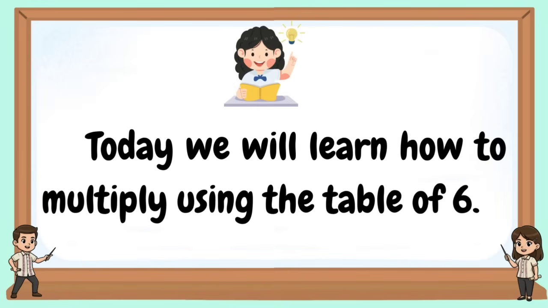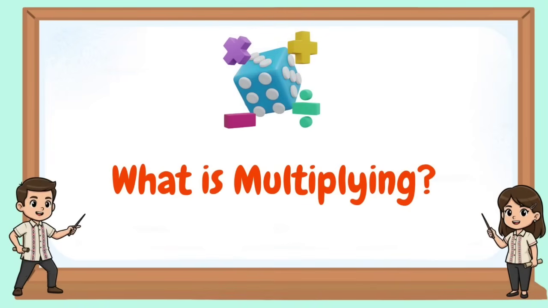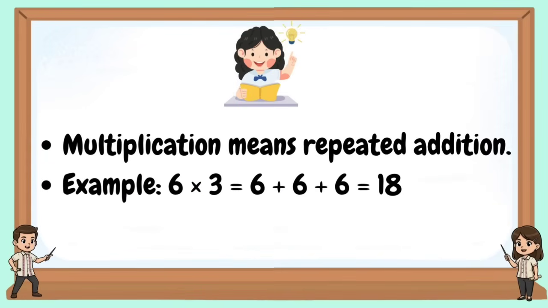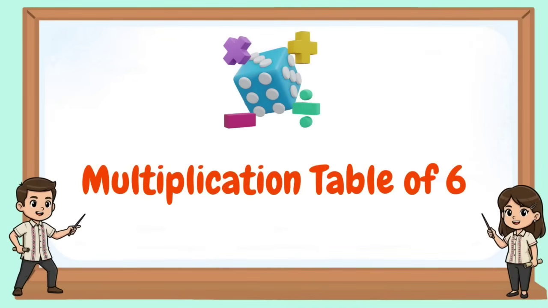Today, we will learn how to multiply using the table of 6. What is multiplying? Multiplication means repeated addition. Example, 6 times 3 is equals to 6 plus 6 plus 6 is equals to 18. Multiplication table of 6.